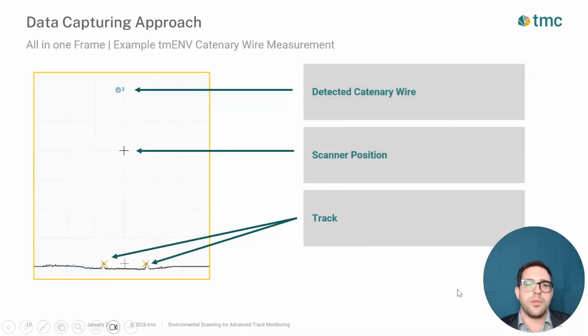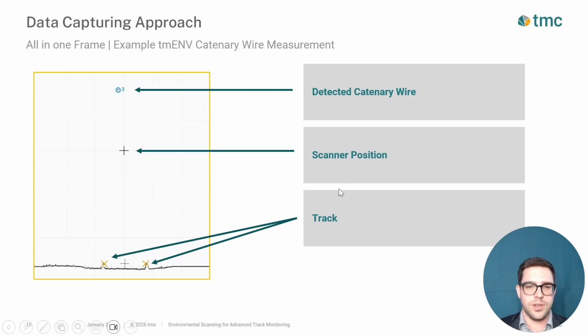Coming to the data capturing approach from our product. The big benefit of such a 360-degree LiDAR is that we get all the different obstacles or assets along the track in one scan frame. Therefore, we don't have any other measurement uncertainties that we have to consider. We just have the scan frame, and everything else we just don't have.